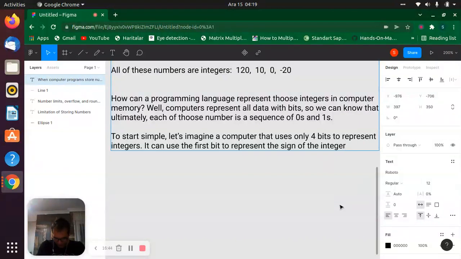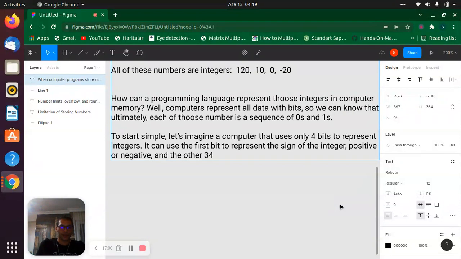Positive or negative. And the other 3 bits. So I mean here it can be something like that. The operator can be 1 bit, then other bits can be some numbers, like 3. So again 0 1 1, something like that. Okay, it's not important. Anyway, I will show you all.